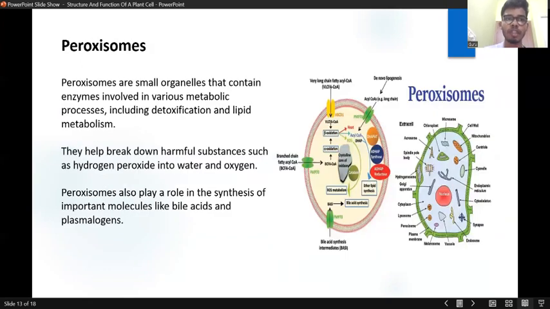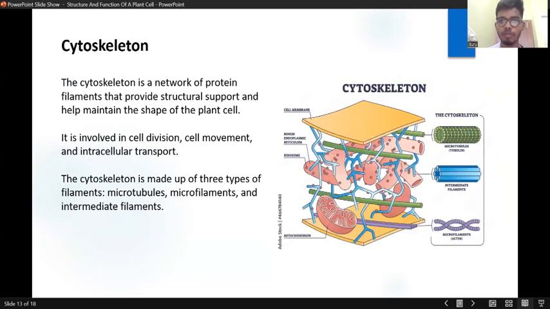So next, move on to the peroxisomes. Peroxisomes are small organelles that contain enzymes involved in various metabolic processes, including detoxification and lipid metabolism. They help break down harmful substances such as hydrogen peroxide into water and oxygen. Peroxisomes also play a major role in the synthesis of important molecules like bile acids and plasmalogens. So this is a picture of peroxisomes.